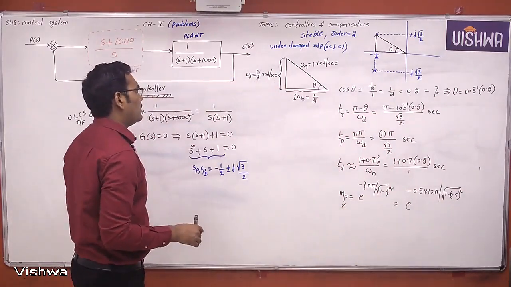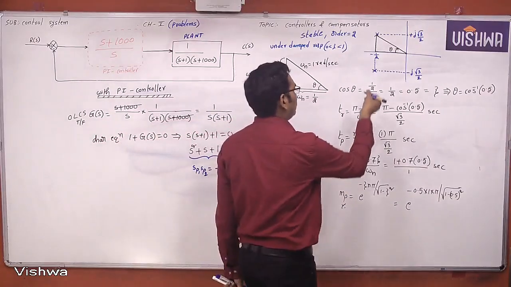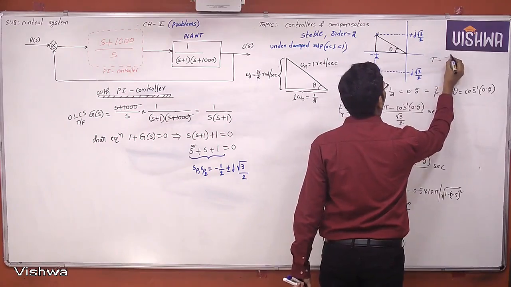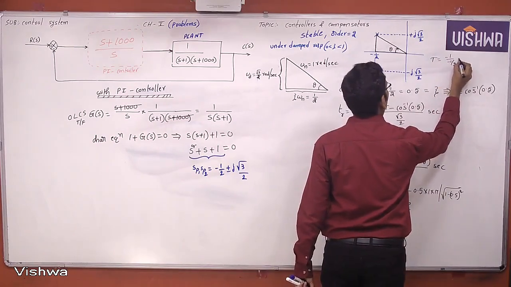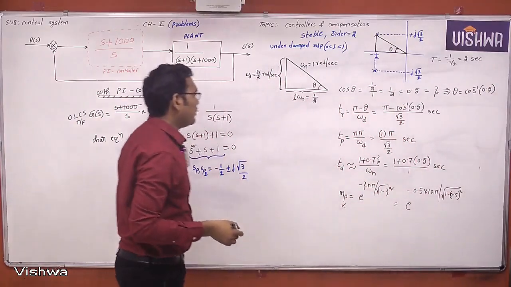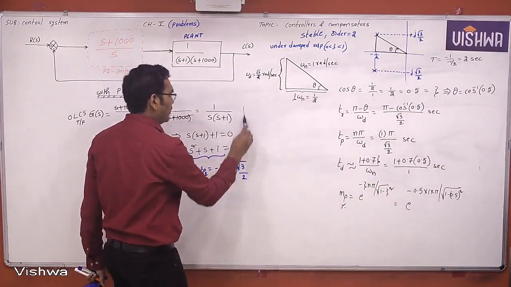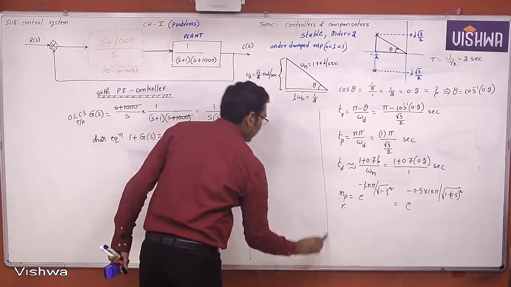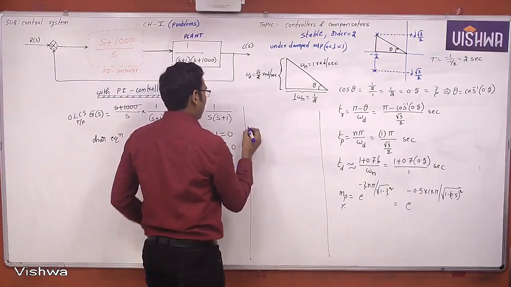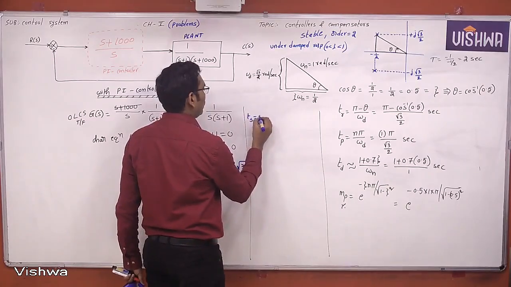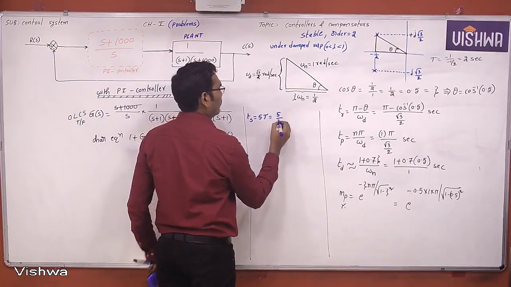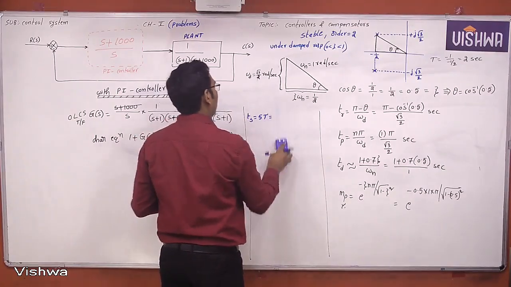And what is the time constant? Time constant also you can easily find, because time constant is equal to the negative of the reciprocal of the real part, which is equal to 2 seconds. Once the time constant is available, you can find all the parameters, right? You can find settling time. What is the settling time? The settling time Ts is equal to 5 times the time constant. So the time constant is 2 seconds.